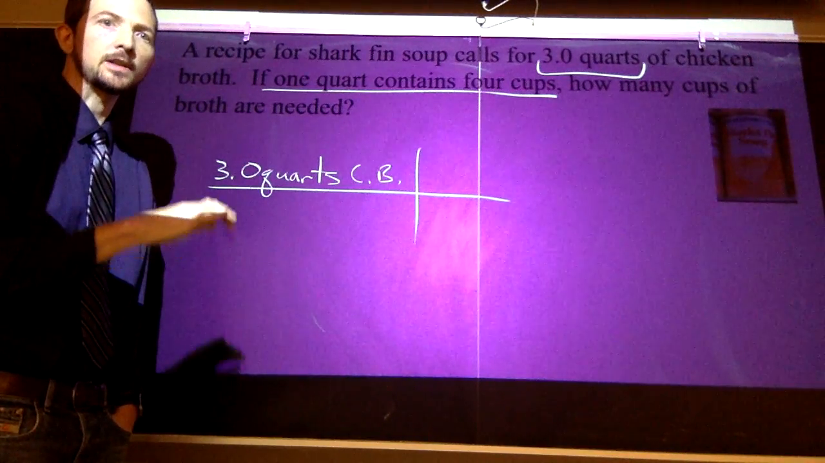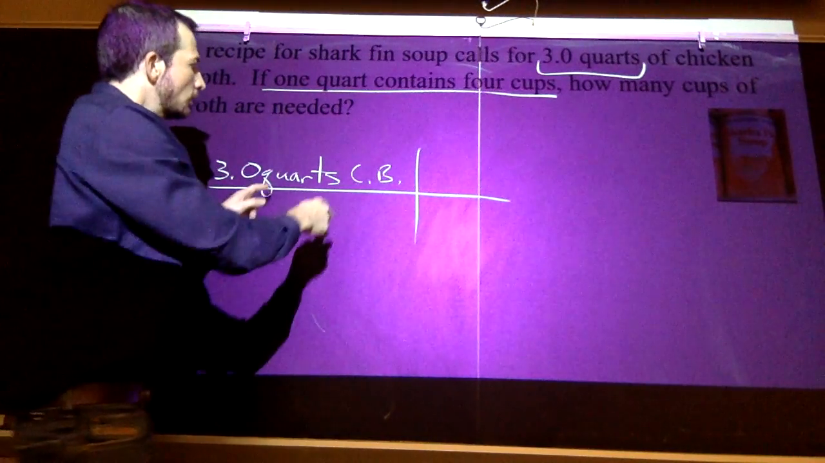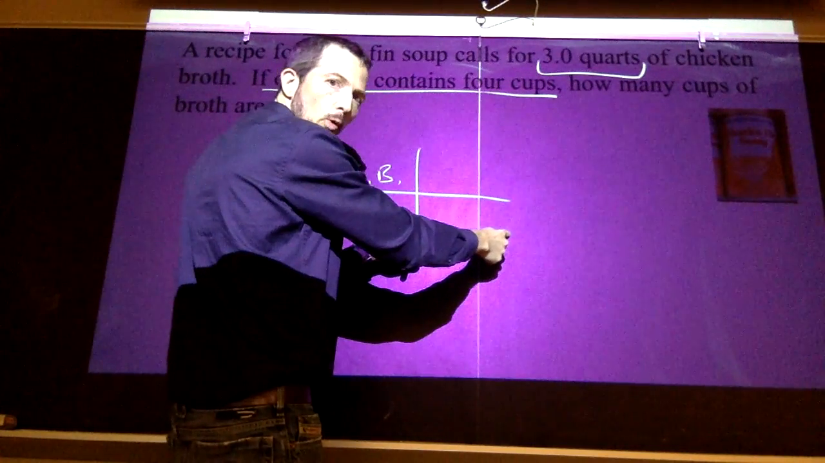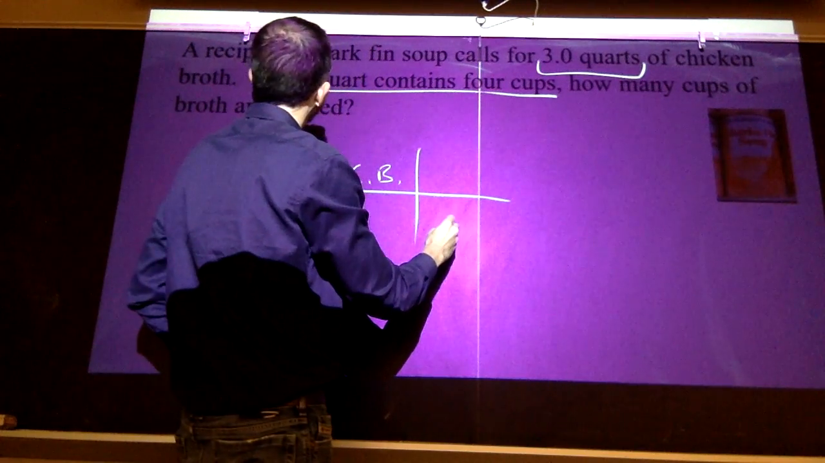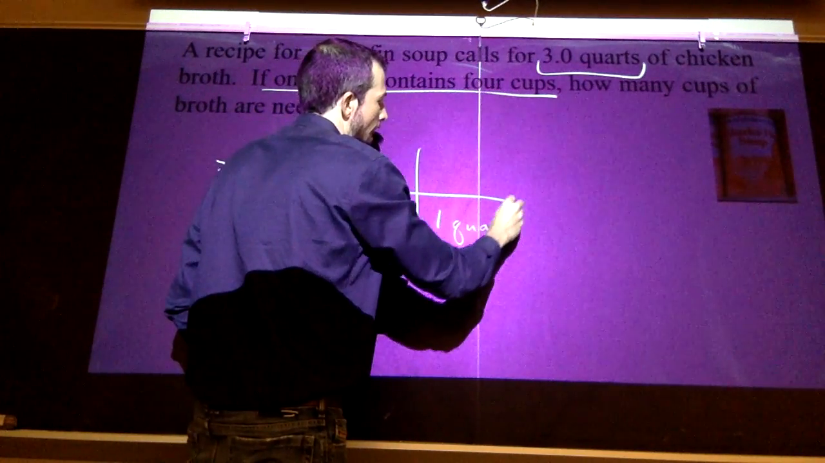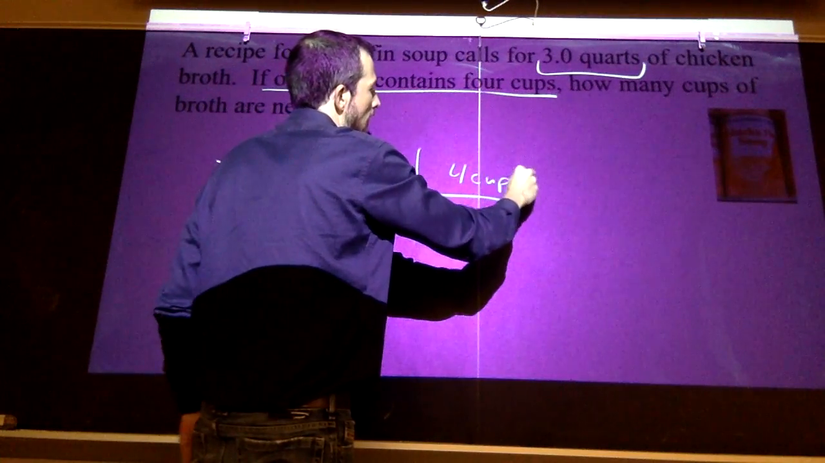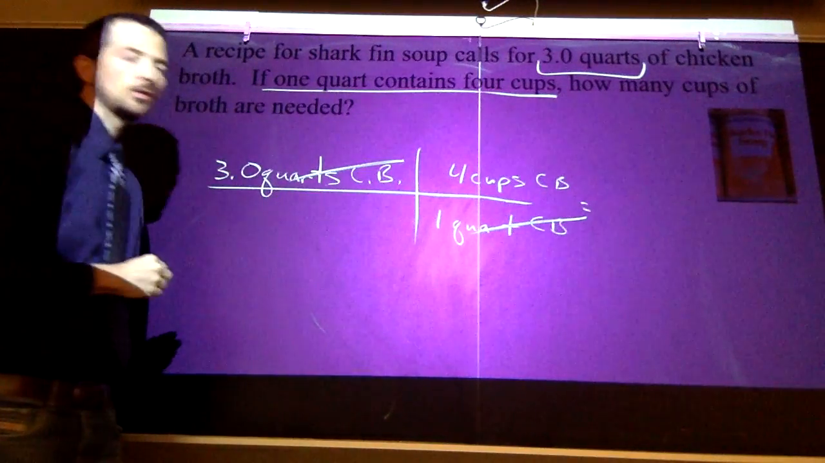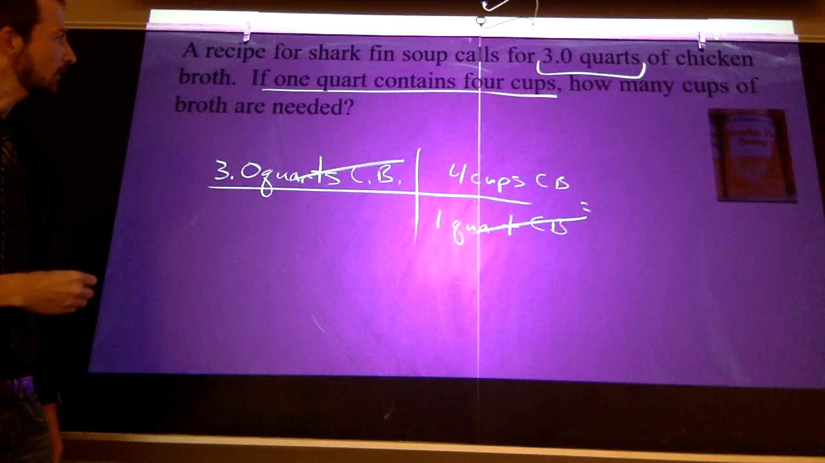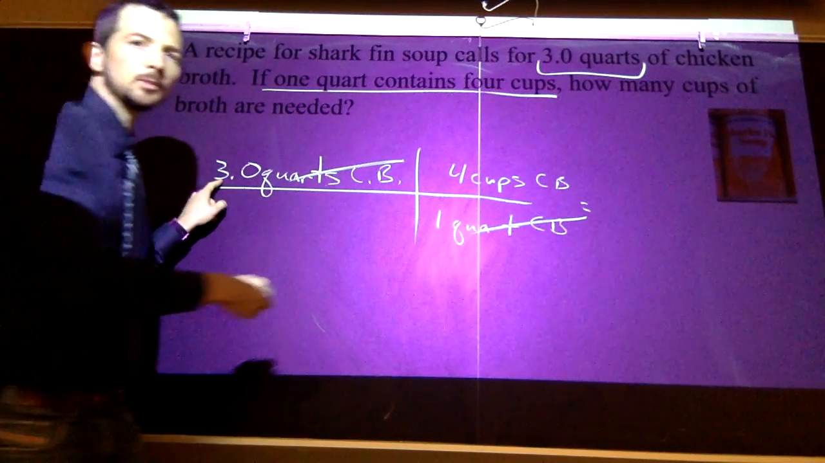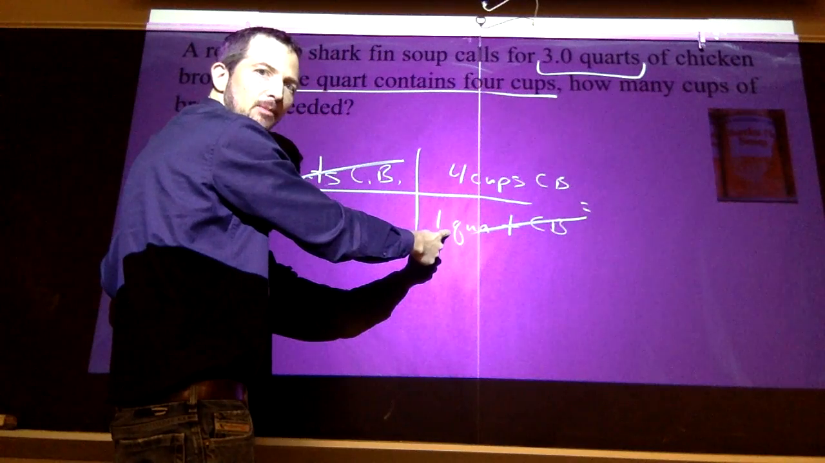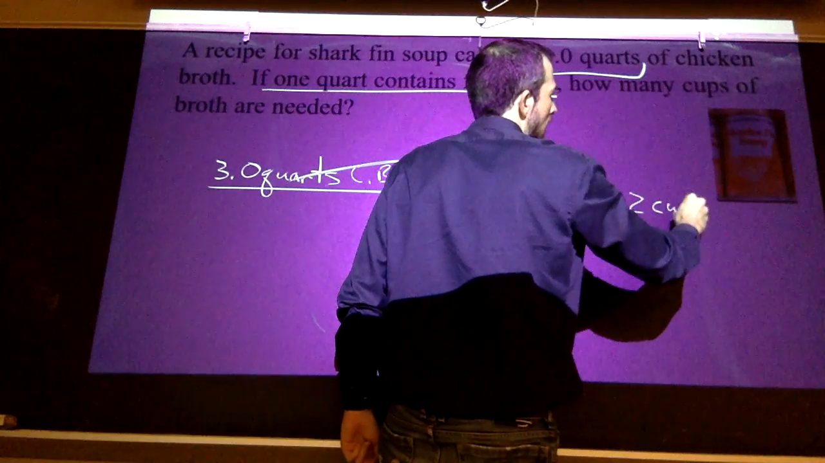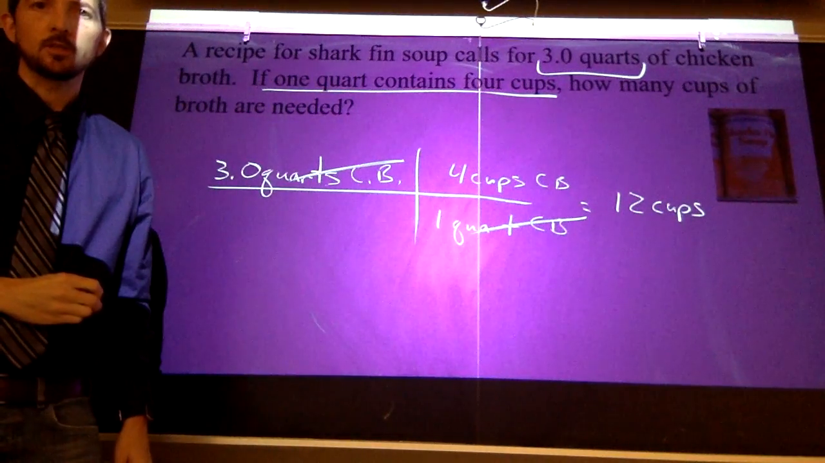Now my conversion factor, I'm given 1 quart contains 4 cups. Okay, so those are equal quantities. 1 quart is equal to 4 cups. So you want to put units on top and bottom that cancel. So I have quarts on top here, so I need quarts on bottom here, so it'll cancel. So 1 quart is 4 cups. So quarts cancel out, and I'll be left with my answer, how many cups of broth are needed. So you multiply things on top, divide by quantities on bottom. So I take 3 times 4, so 12. So I get 12 cups of chicken broth are needed.